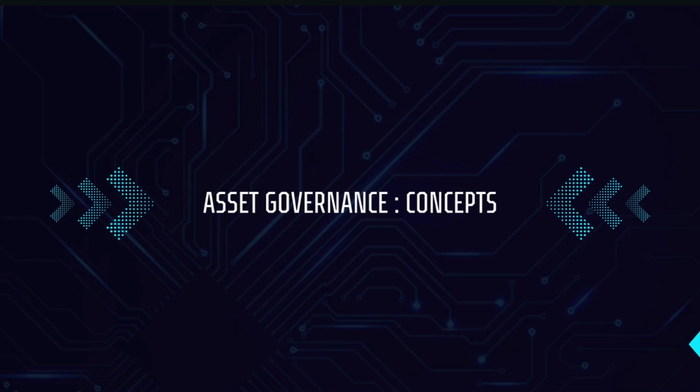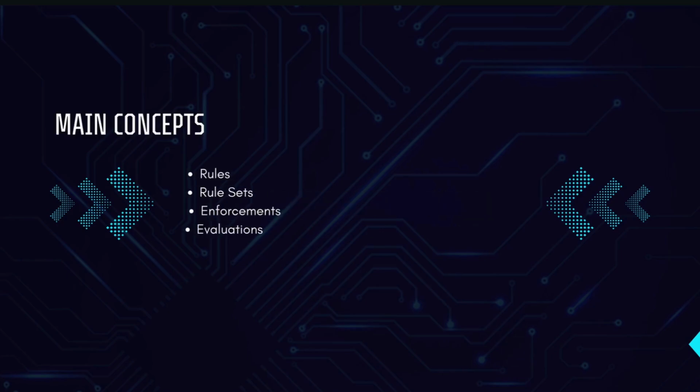In the first video, we got an introduction about what cloud asset governance is and how Harness CCM helps you achieve it. Today in this video, we are going to discuss the concepts that will help you start with asset governance in Harness CCM. The main concepts that we have currently are rules, rule sets, enforcements, and evaluations.